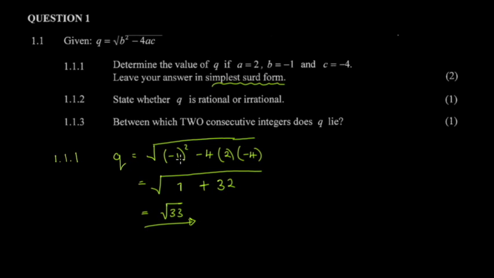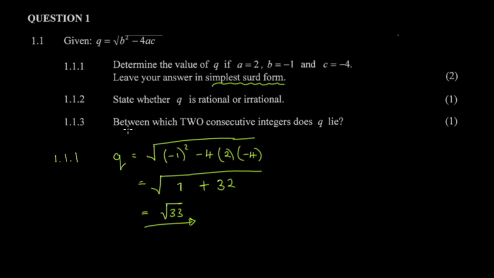So whenever you're substituting, substitute using brackets for each and every variable that you're substituting. Then you simplify in steps, just like this. You take the square root on the last step. So for example here, we don't take the square root as yet. We actually have to add 1 plus 32, then we get 33. Then we stop there.